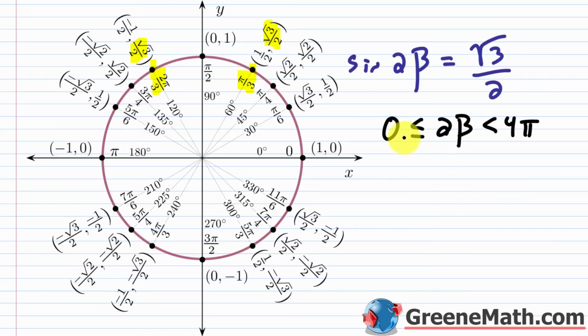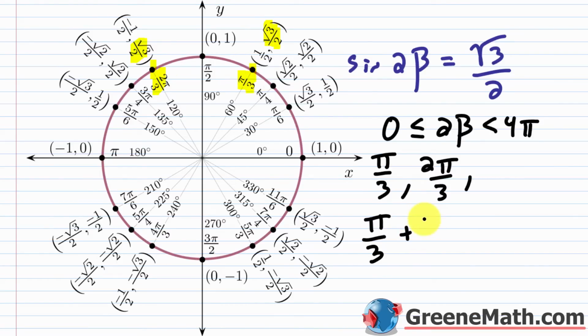But again, to get all of the solutions in this interval, you have to take those solutions and add 2 pi to them. So I'm going to list pi over 3, and then 2 pi over 3. Then I would take pi over 3 and swing around by another 2 pi. So plus 2 pi, that's 6 pi over 3 with a common denominator. So that's 7 pi over 3.